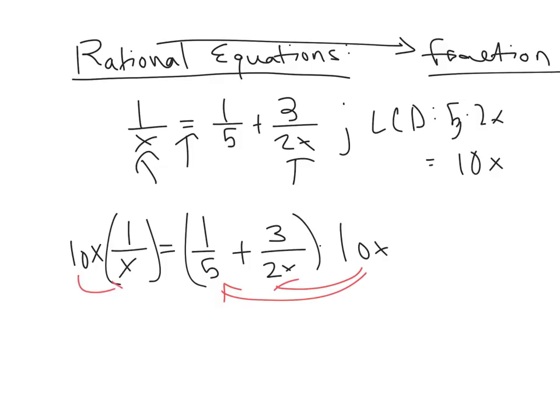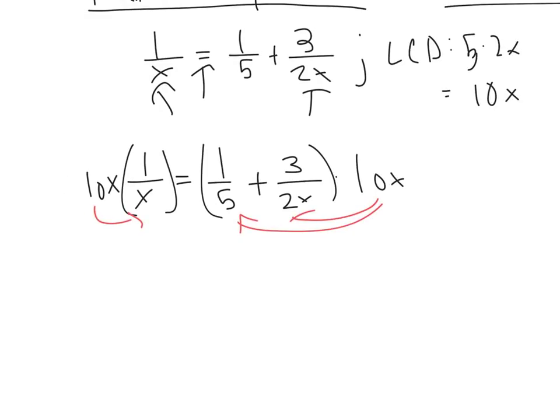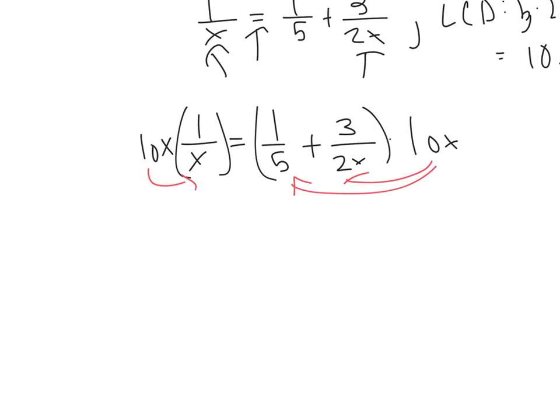This gives us a new equation, one without denominators, and it's going to be a much easier solve. So here, if we look on this side, 10x times x, these x's cancel, leaving us with just a 10. 10x times 5, the 5 will cancel with the 10, leaving us just a 2x. And then lastly, the 10x cancels with the 2x, leaving us a 5, which gives us a 15.